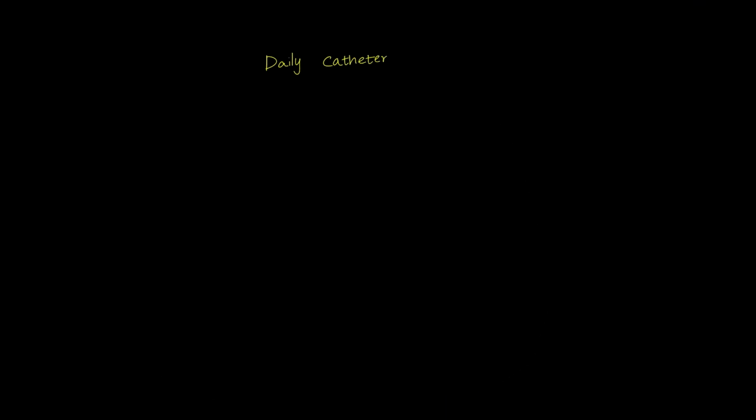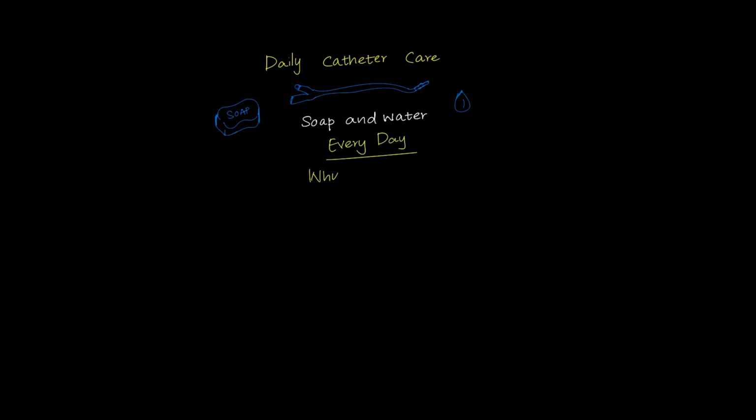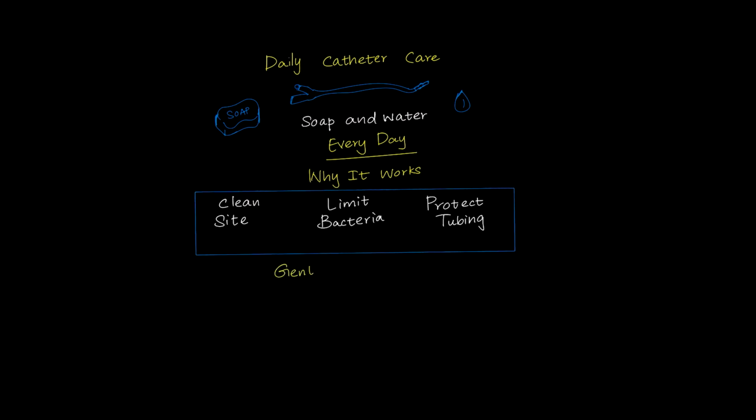Routine catheter care uses soap and water. That is the study guide's clear direction for daily cleaning. Wash the catheter itself and the surrounding perineal area with gentle soap and water each day. The approach is simple because the goal is simple. Keep the site clean, limit bacterial buildup, and protect the tubing without damaging anything.